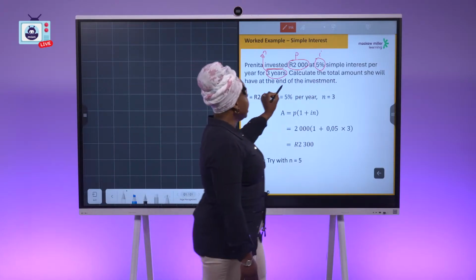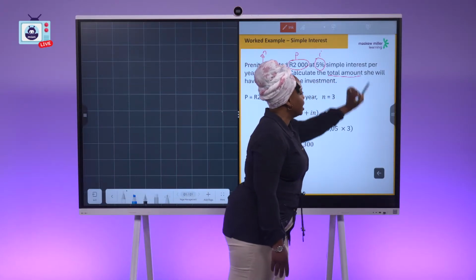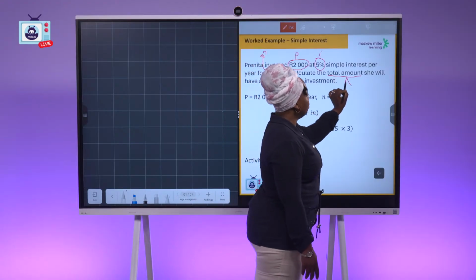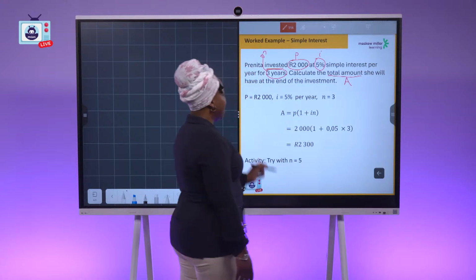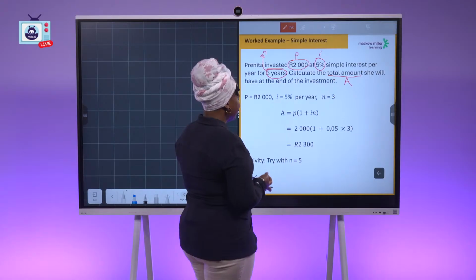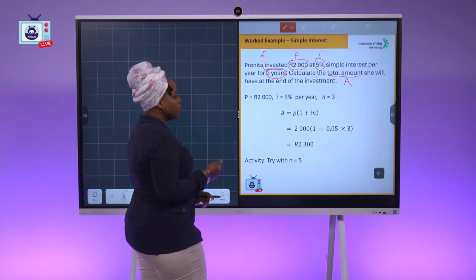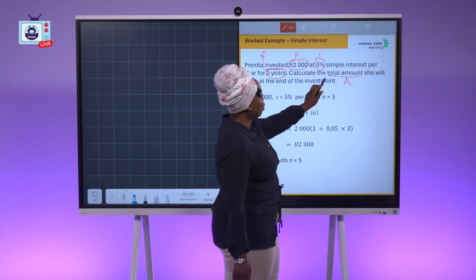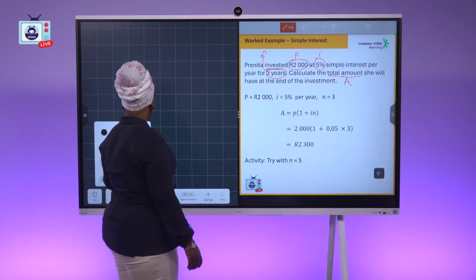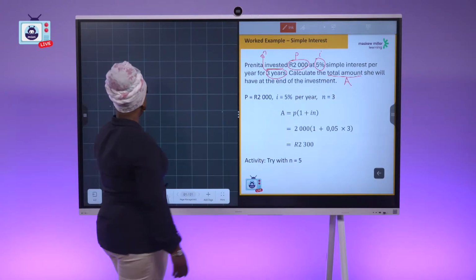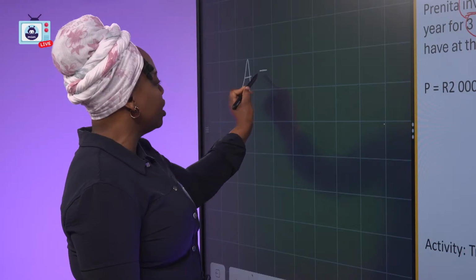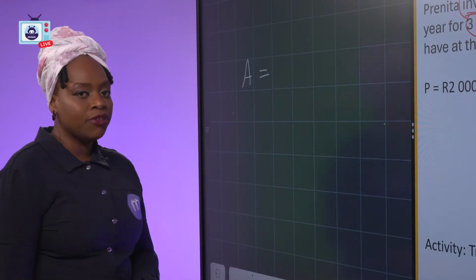Okay. Then they said calculate the total amount. So because they are saying we are looking for a total amount, automatically we should be able to realize that we have labeled our P, we have labeled I, we have labeled N, but we don't have A. With that, that means that our total amount is going to be A. Then you just have to make sure that every time you have this kind of question, you label them like that, and then you ensure that you write the correct formula down.